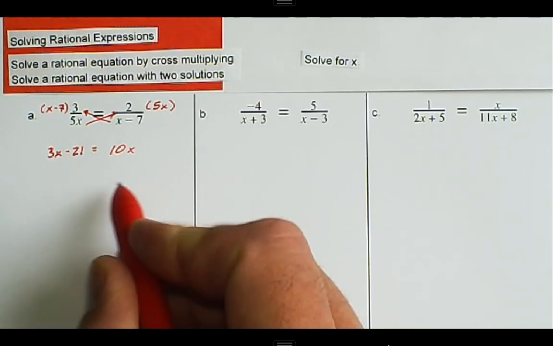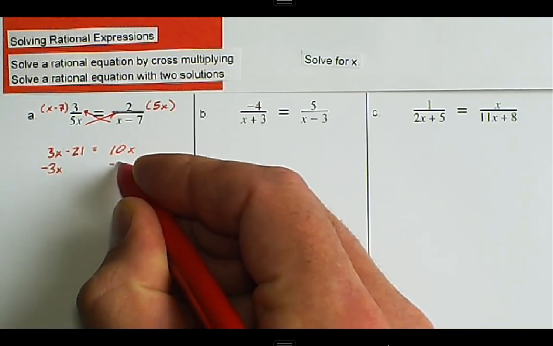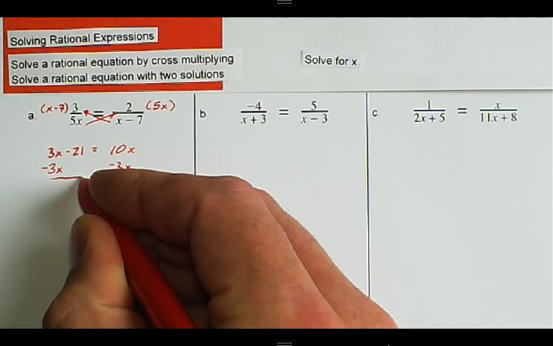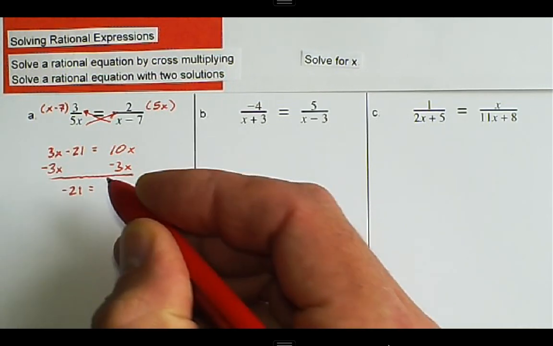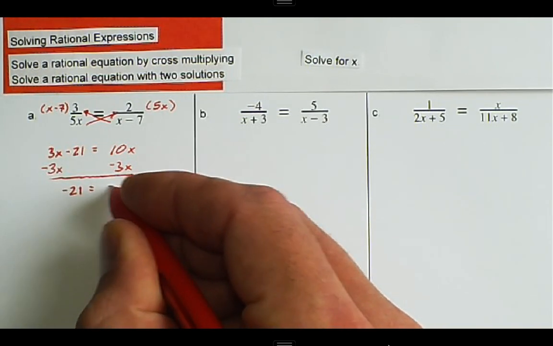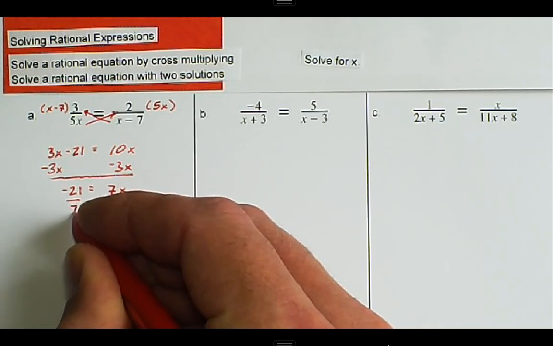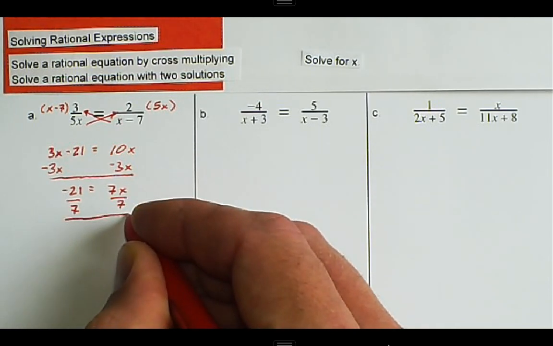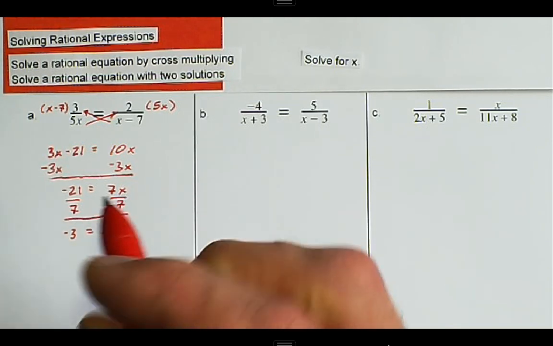So then we combine like terms, so we subtract 3x, subtract 3x, and we get negative 21 is equal to 7x. Divided by 7, and we get negative 3 is equal to x.